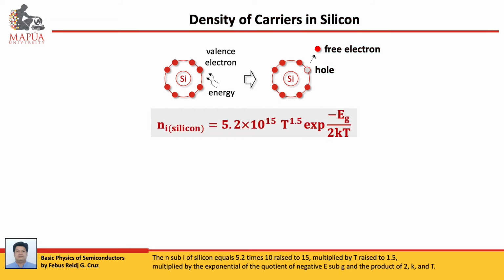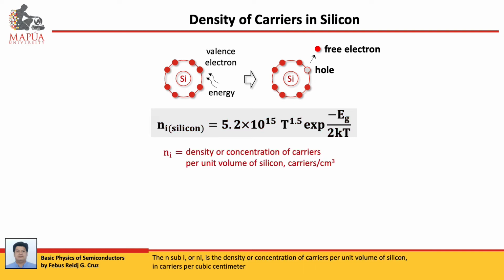The N sub I of silicon equals 5.2 times 10 raised to 15 multiplied by T raised to 1.5 multiplied by the exponential of the quotient of negative E sub G and the product of 2, K, and T. The N sub I or Ni is the density or concentration of carriers per unit volume of silicon in carriers per cubic centimeter.